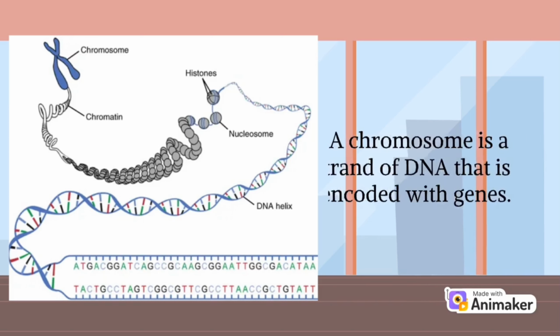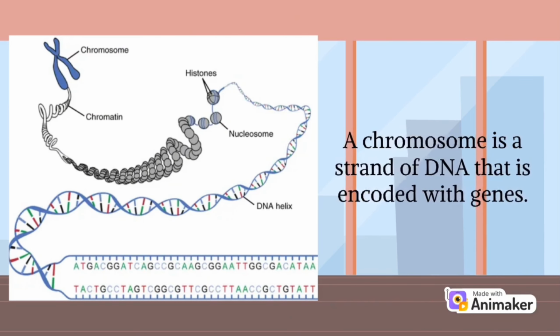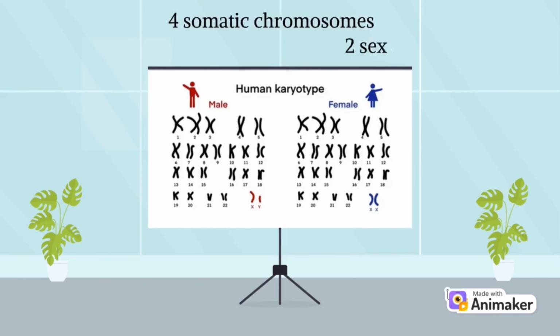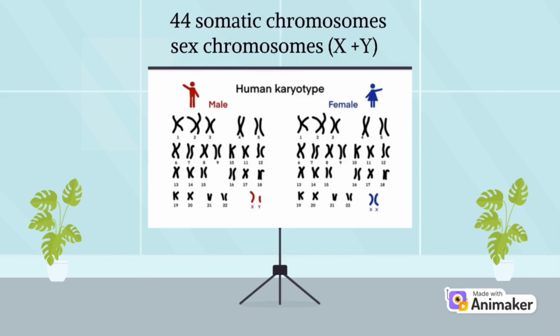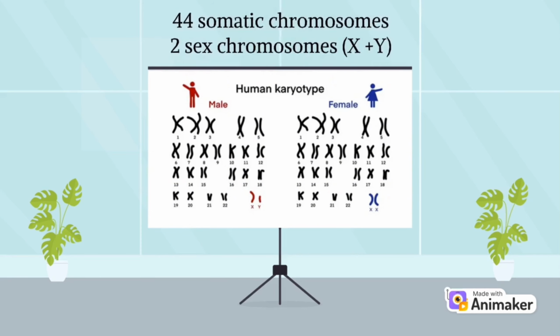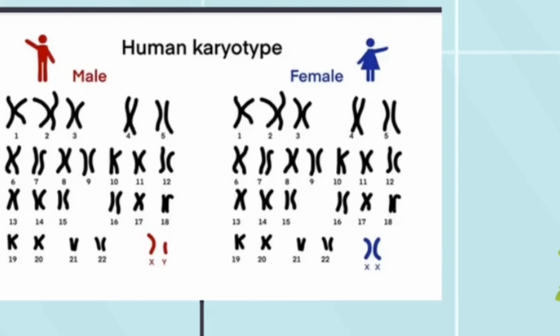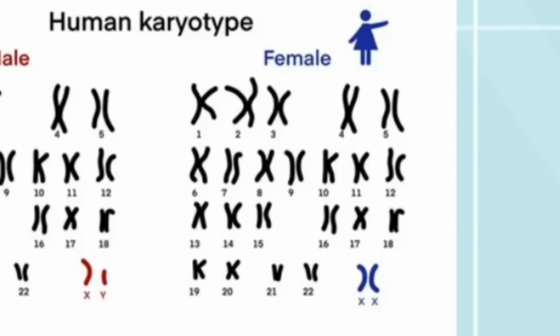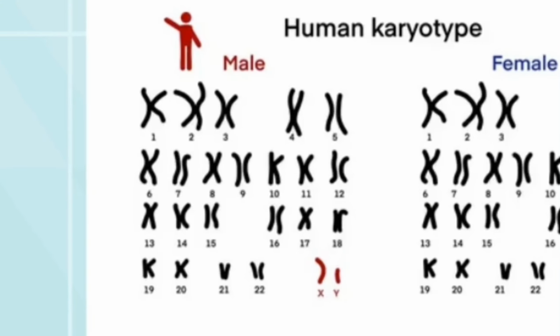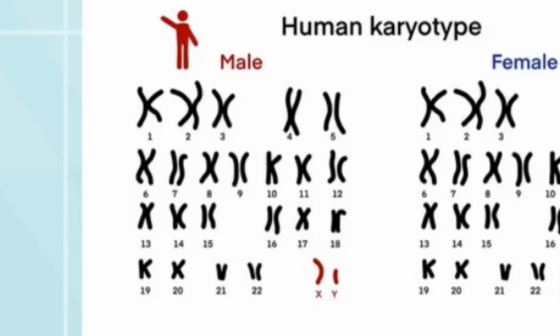A chromosome is a strand of DNA that is encoded with genes. It constitutes an entire DNA molecule and protein. Humans contain 46 such molecules, 23 pairs of chromosomes. This is the human karyotype, consisting of 46 chromosomes, 44 somatic chromosomes, and 2 sex chromosomes. Females have 2 X chromosomes, XX, while males have 1 X and 1 Y chromosome, XY.